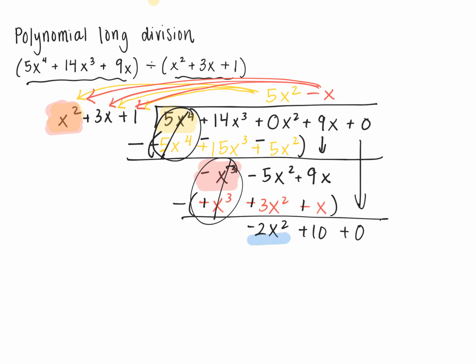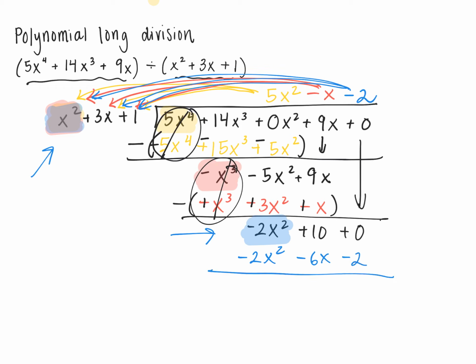We're going to look at the first terms, negative 2x squared and x squared. What do I need to multiply x squared by to get negative 2x squared? I need to multiply by negative 2. We're going to distribute that back in. That's negative 2x squared, negative 6x, and negative 2.